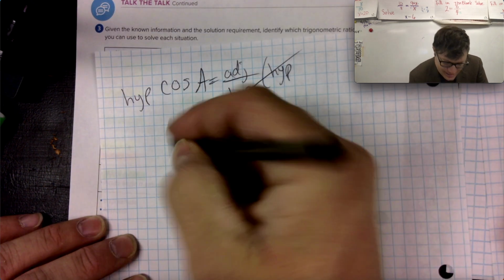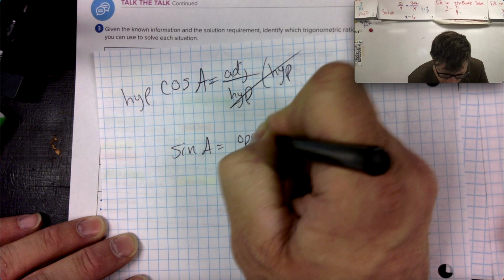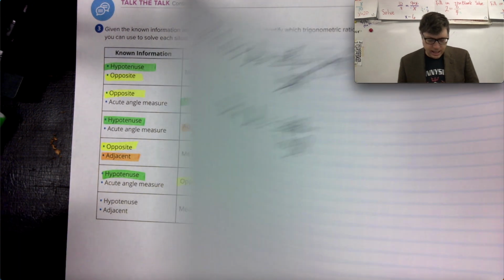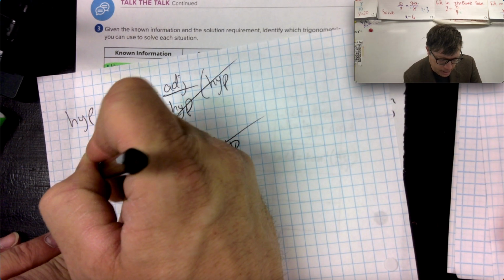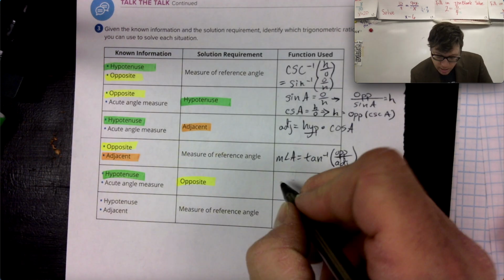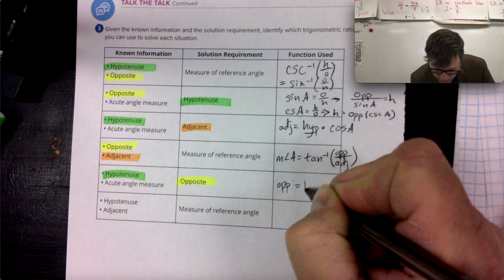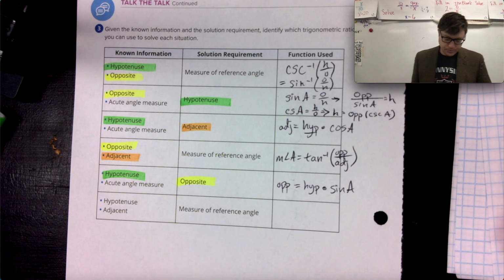So if I write sine of the angle is opposite over hypotenuse, and the thing I want to figure out is the opposite side, then I'm just going to multiply both sides by hypotenuse. That'll get the opposite side to be by itself. So like question 3, question 5 looks similar. Hypotenuse times sine of the angle.